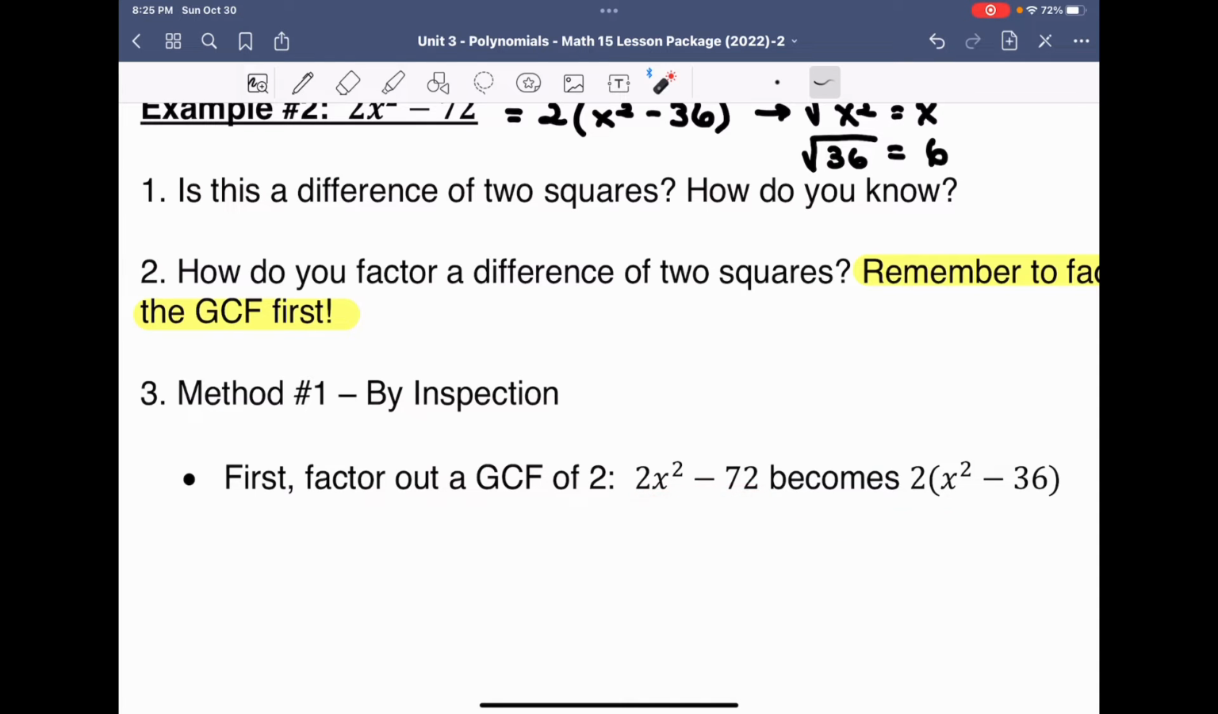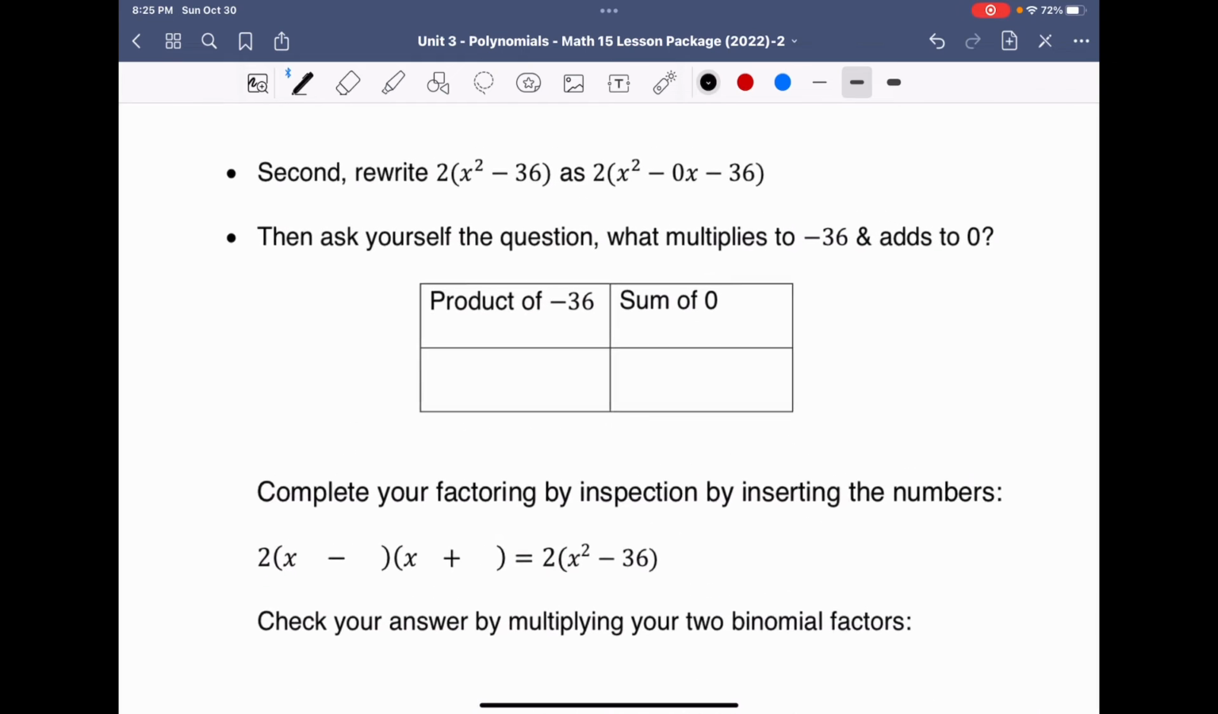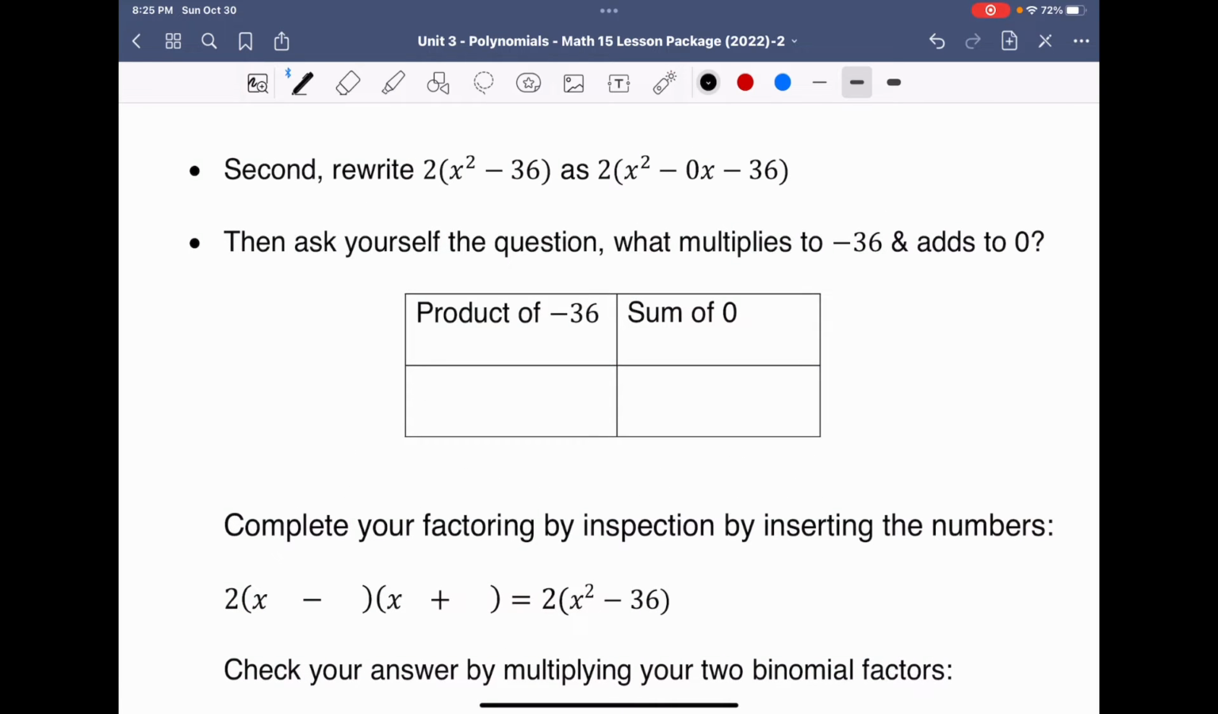Now, by inspection, here's what we can do. So let's flip the page here and go to our next page. We now have our statement as 2 times x squared minus 36. What if I do what I did in the last problem and I assign a 0x in the middle, almost as a placeholder here for a regular trinomial? Now we need to multiply to make our outside term, or negative 36, and add to make 0. What two numbers can do this for us?